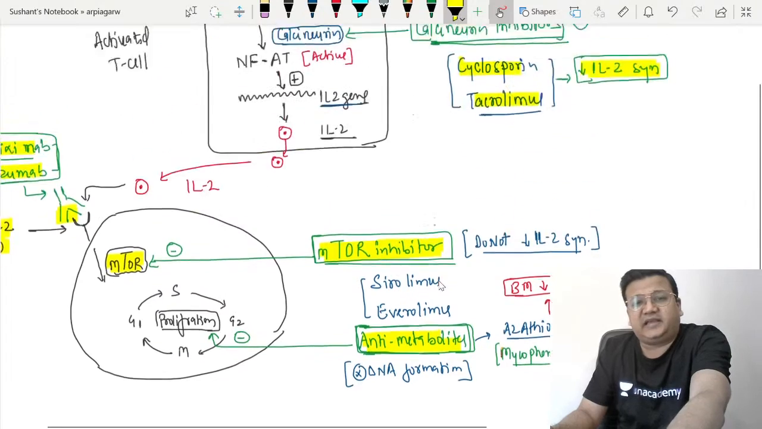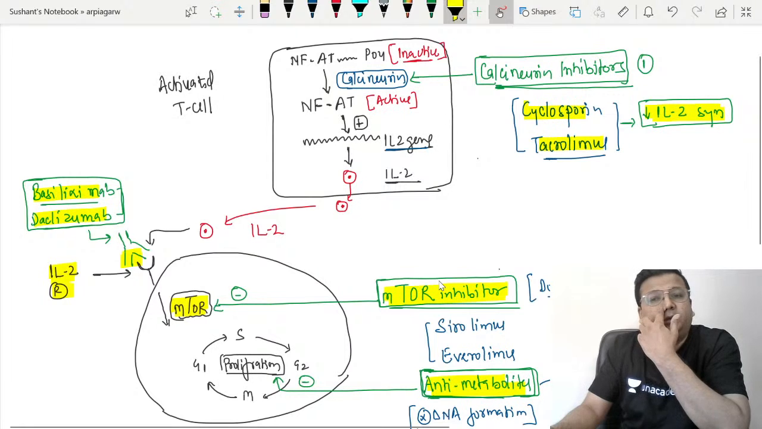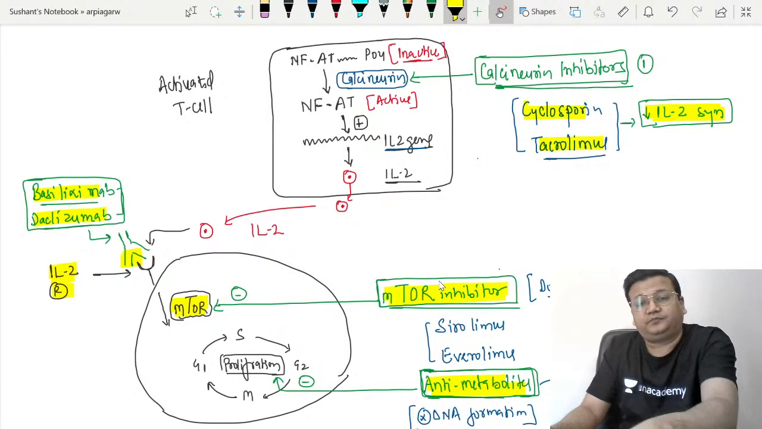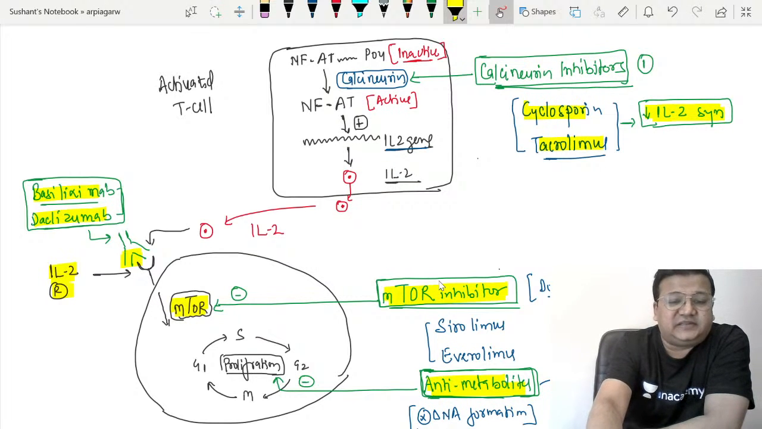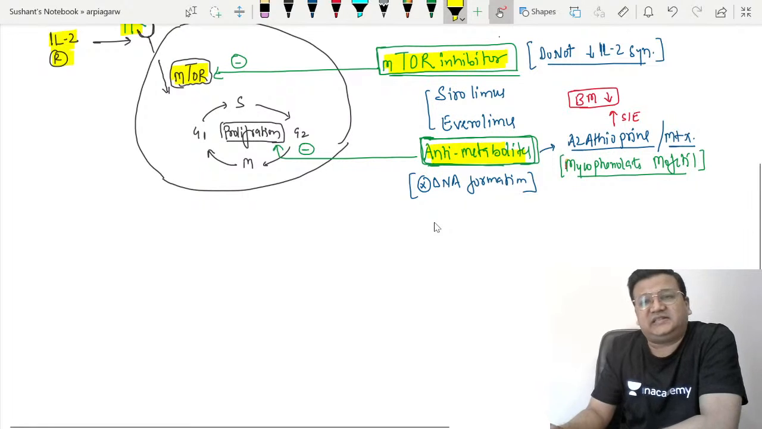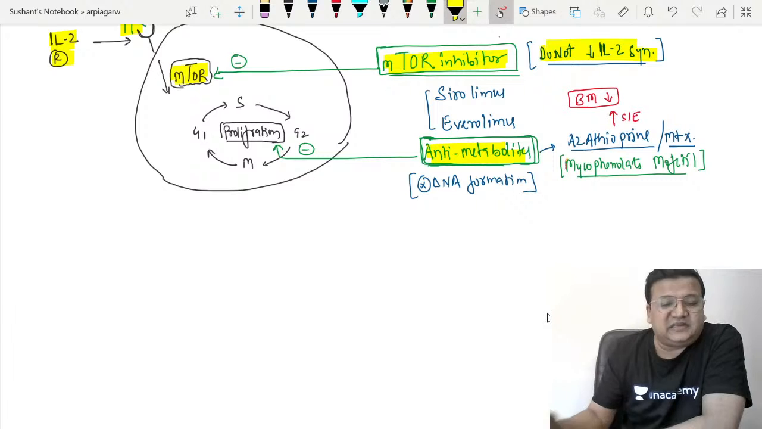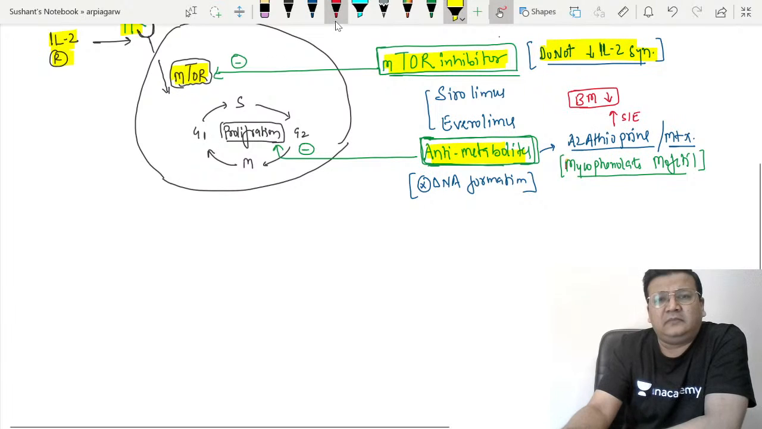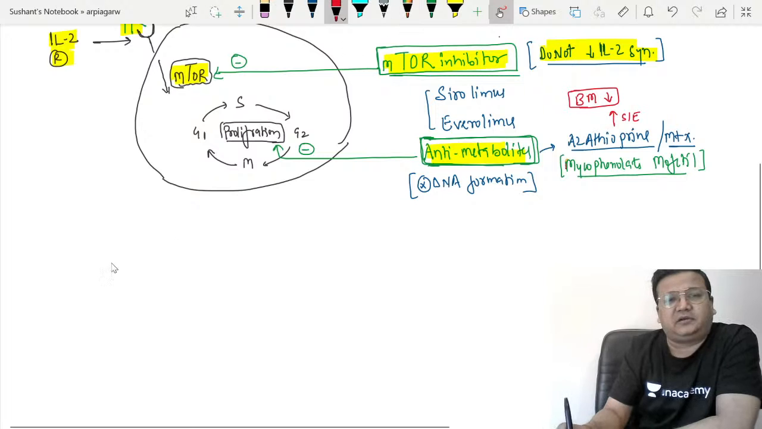So if you have understood this diagram, I will tell you now the details about these particular drugs. What you need to remember besides the mechanism. So I hope this is clear, the difference in calcineurin inhibitors and difference in mTOR inhibitors. mTOR inhibitors, as you can see, do not decrease interleukin 2 synthesis, while calcineurin inhibitors decrease interleukin 2 synthesis. That is the main difference. So now let's discuss the nitty-gritties of these particular drugs.